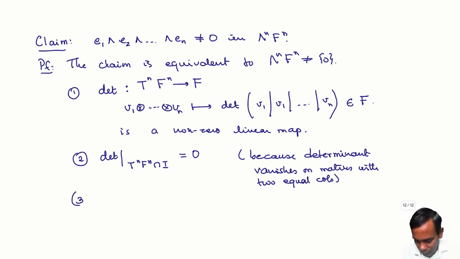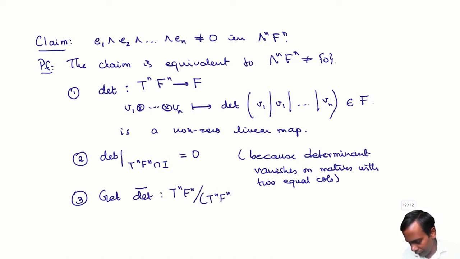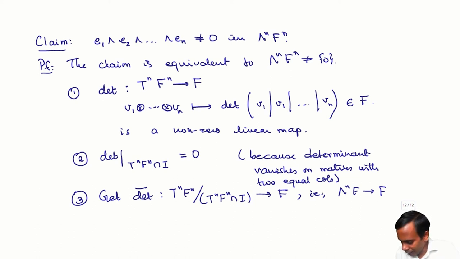So then what we know is that the determinant induces a determinant bar from T^n F^n mod T^n F^n intersect I to F, and this is non-zero. So the determinant gives rise to a non-trivial linear functional from T^n F^n mod T^n F^n intersect I to F, but this is the same as wedge n F^n to F. So the determinant gives rise to a non-zero linear functional on the vector space wedge n F^n. But if the vector space wedge n F^n were zero, it couldn't possibly have a non-zero linear functional. Therefore, we conclude that wedge n F^n is not zero.